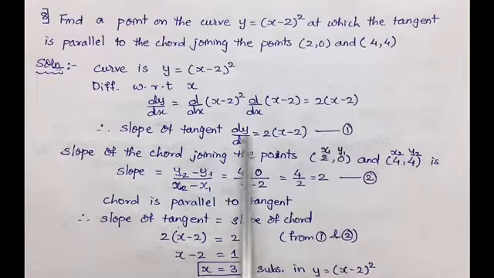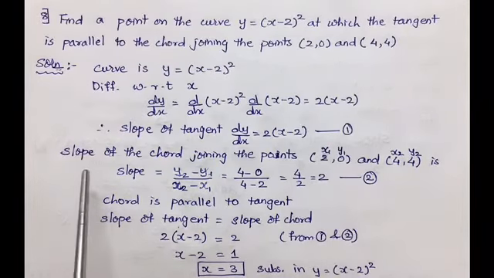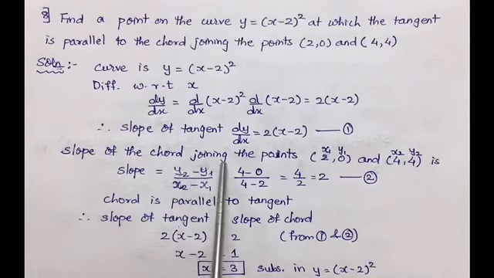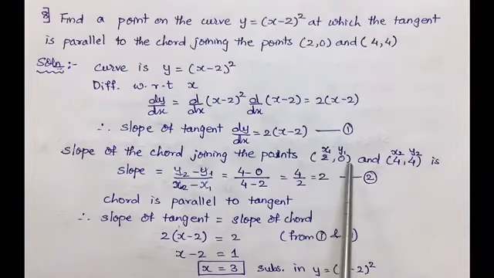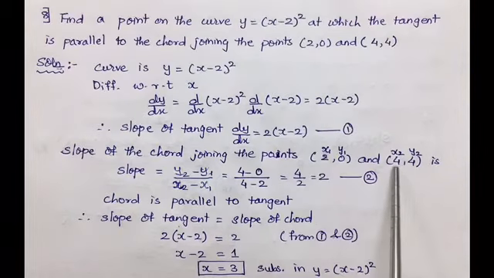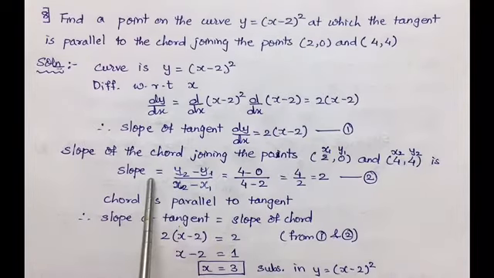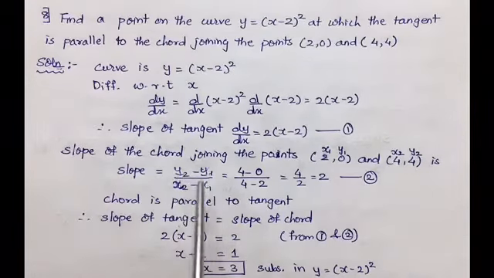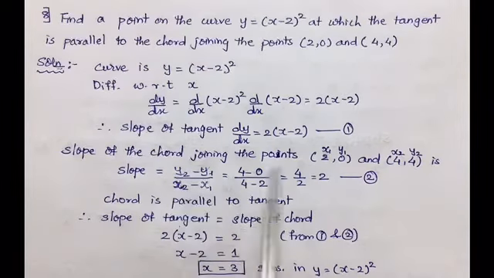That becomes the slope of the tangent, so we have marked it to be equal to 1. Now calculating the slope of the chord. The chord is formed by joining the points (2, 0) and (4, 4). We take (2, 0) as (x1, y1) and (4, 4) as (x2, y2), and its slope becomes (y2 minus y1) upon (x2 minus x1). This is how we calculate the slope when 2 points are given.